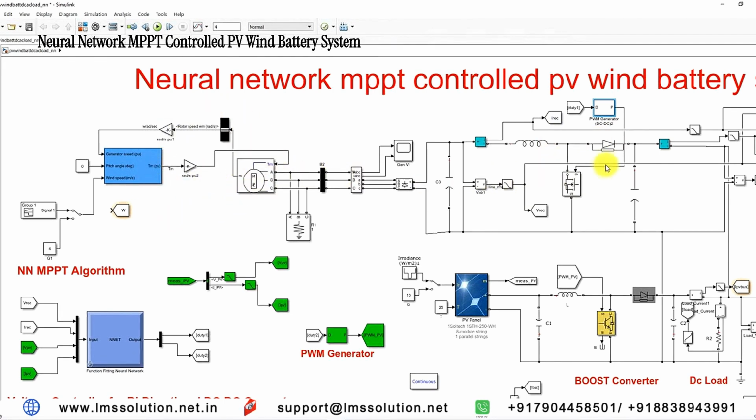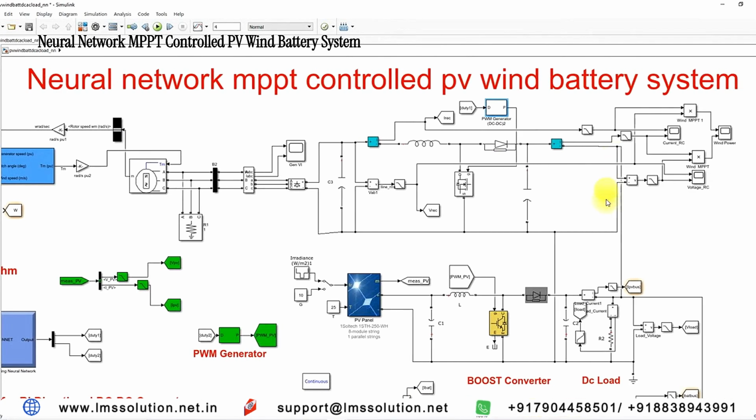This boost converter is connected to the DC bus, and here the DC bus is maintained at 400 volt.